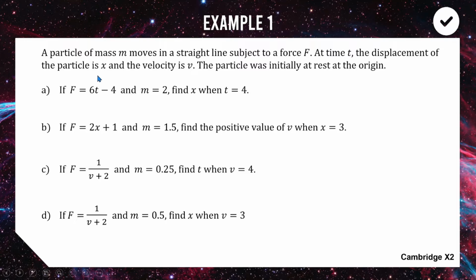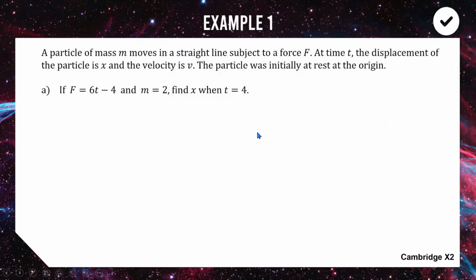Okay, first question. Force is equal to 6t minus 4. Mass is 2. We want to find x when t equals 4. So first thing we're going to do is translate this from a force equation to an acceleration equation using the fact that force is equal to mass times acceleration. So for our first one, we're going to write the left-hand side as 2 times acceleration because the mass is 2. Now we're going to divide both sides by 2 and we have our acceleration equation.